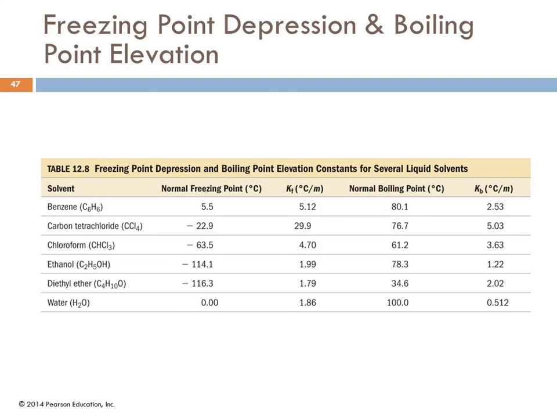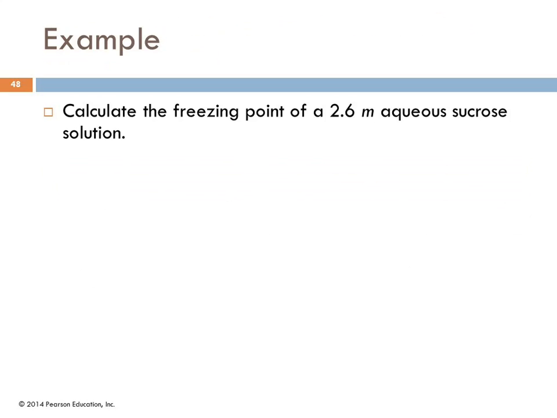Here's a table from your textbook showing the freezing point and boiling point constants for several different common solvents. So for water, the freezing point depression constant is 1.86. The boiling point elevation constant is 0.512. And these units are a little funky: degrees Celsius per molal. That's so the units work out. We also need to know what the normal freezing point and normal boiling points are, because the equation gives us the change. It doesn't give us the actual new freezing point. It gives us the change.